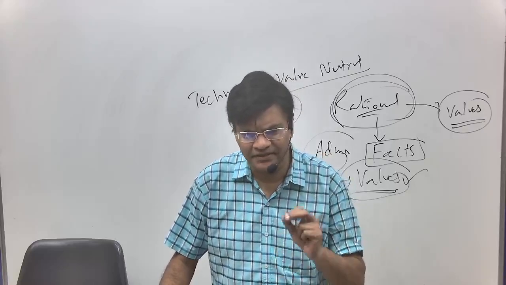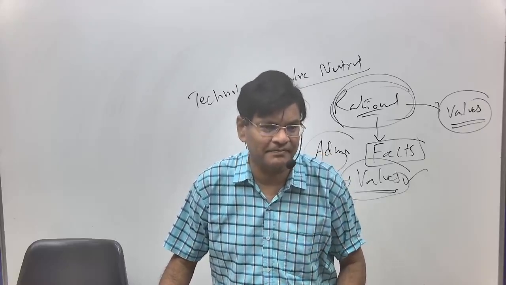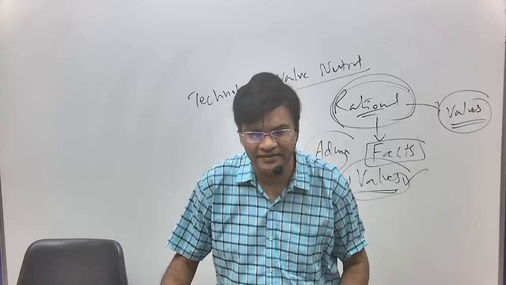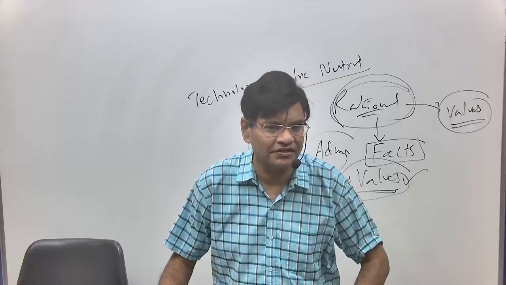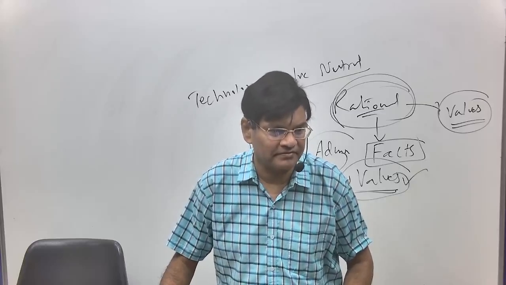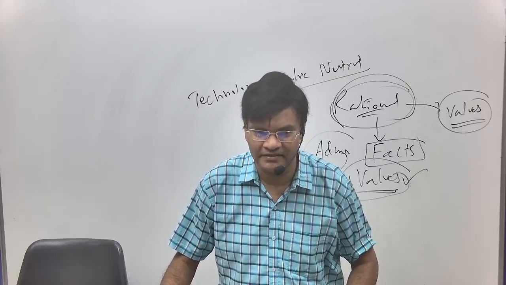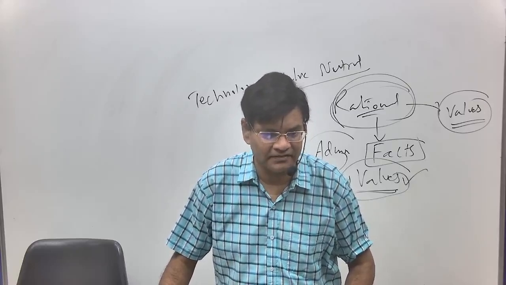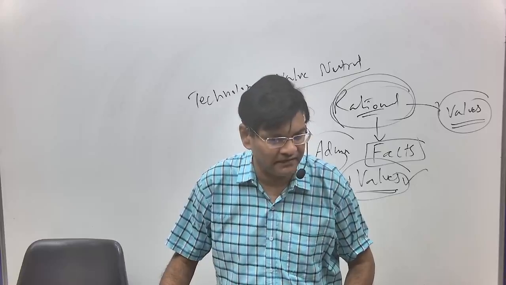Please remember, this is the only reason why people don't get marks in the ethics paper. Because they don't have knowledge of public administration. It is as simple as that. That is the reason why the average score in the ethics paper is always 80 to 90 marks.